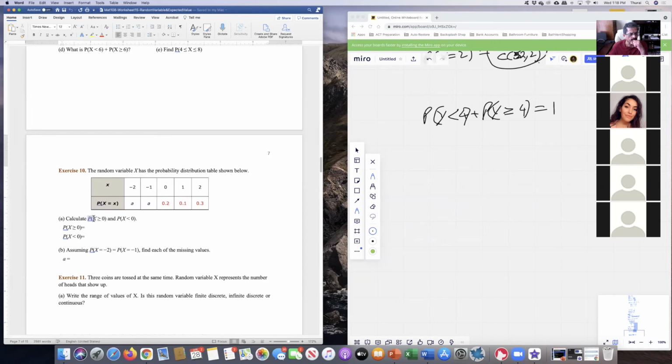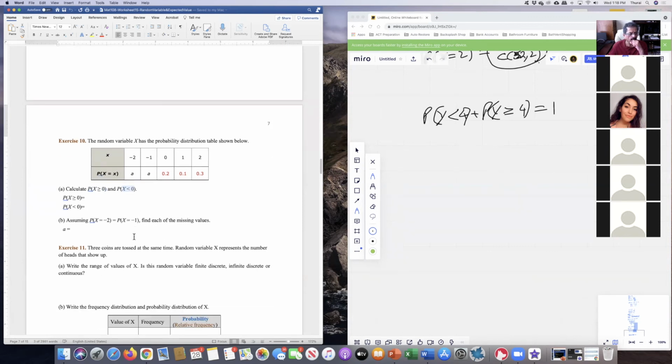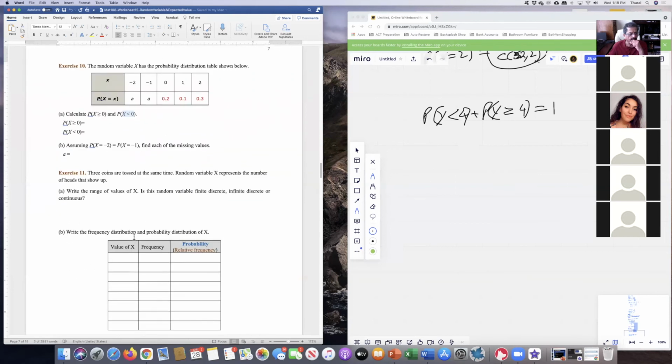This question says, find the probability that x is greater than or equal to 0. The random variable is greater than or equal to 0. What is that? 0.6. What is the probability the random variable is less than 0? 0.4. Right. Okay, we already did that.